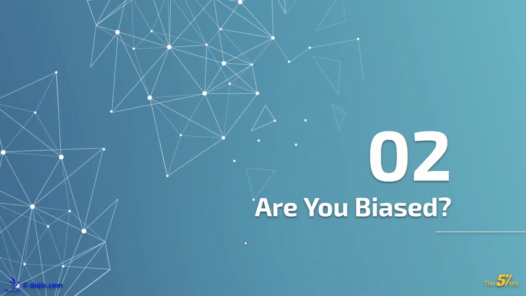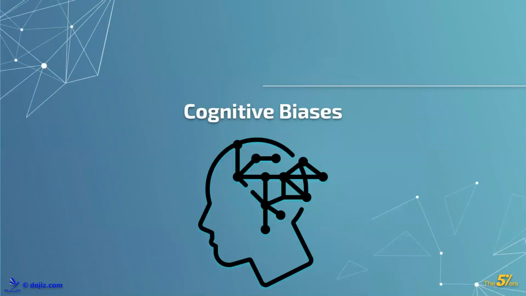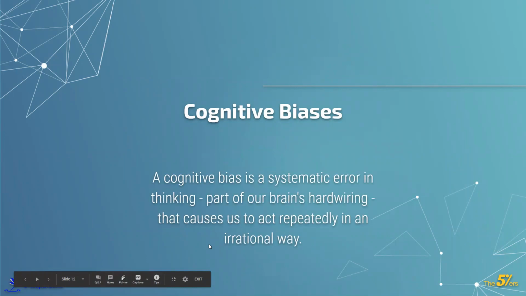So, are you biased? In this section, we will review one of the most common biases traders have. And I will share with you a couple of fascinating and very recent examples to illustrate the extent of this problem. Simply put, a cognitive bias is a systematic error in thinking, part of our brain's hardwiring, that causes us to act repeatedly in an irrational way.